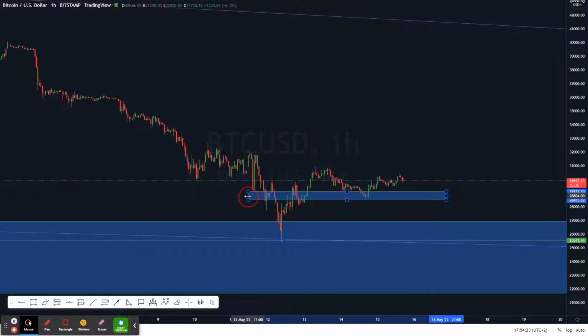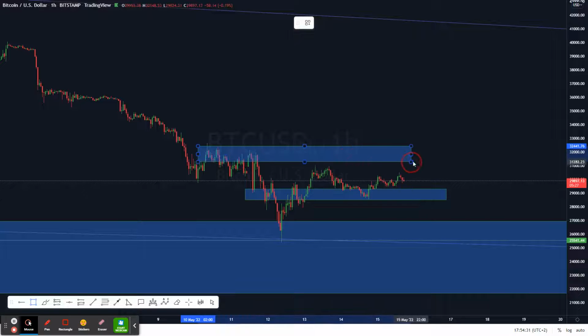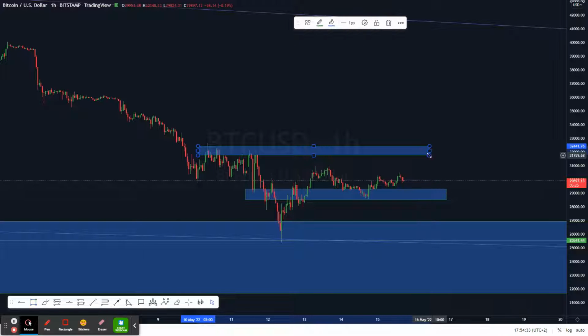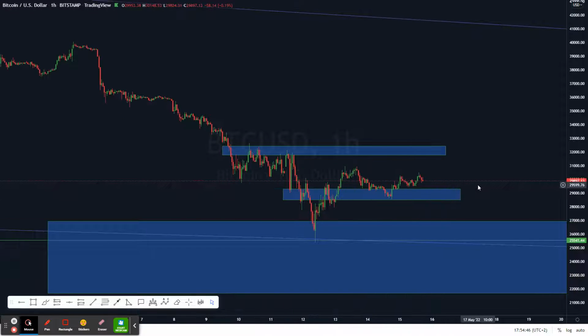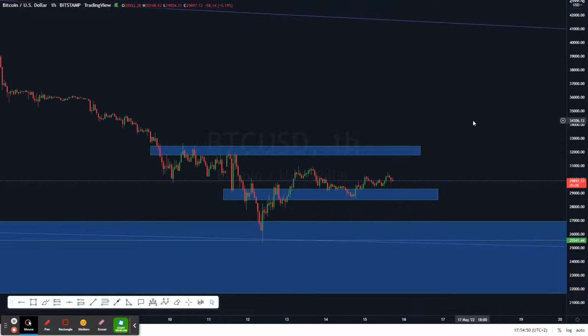There's been up and down at this level, and there's also been up and down at this level here. So basically Bitcoin is trapped in this channel between this side and this side. We broke out, broke in, this acted as support. Now we are just dancing inside. So we'll see if we'll be breaking to the downside or breaking to the upside.